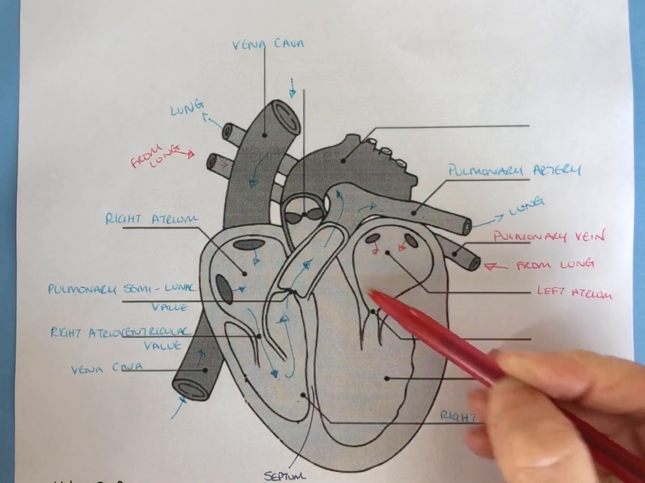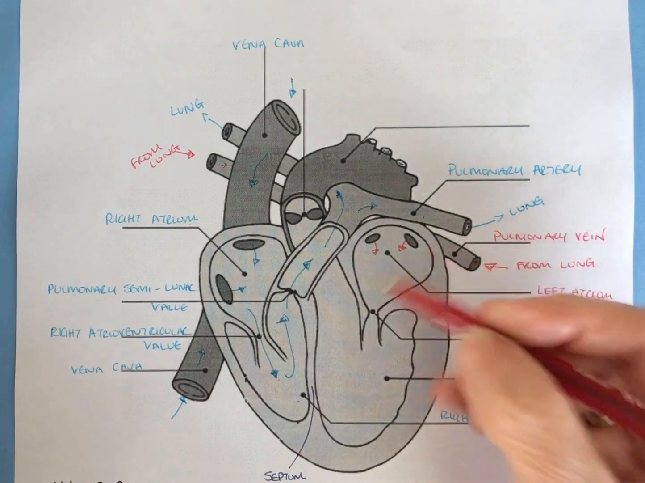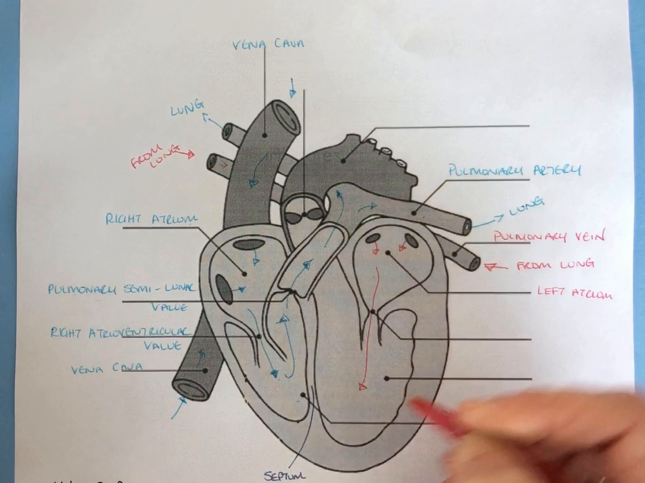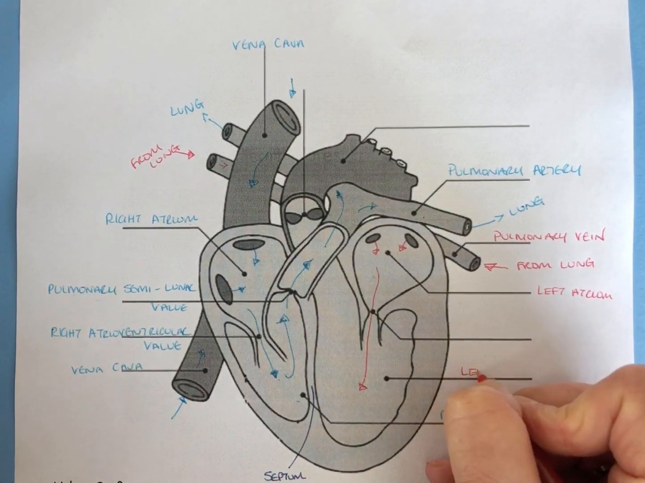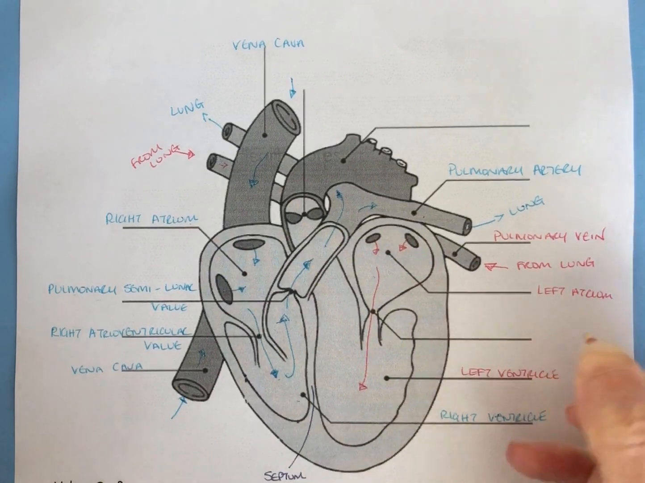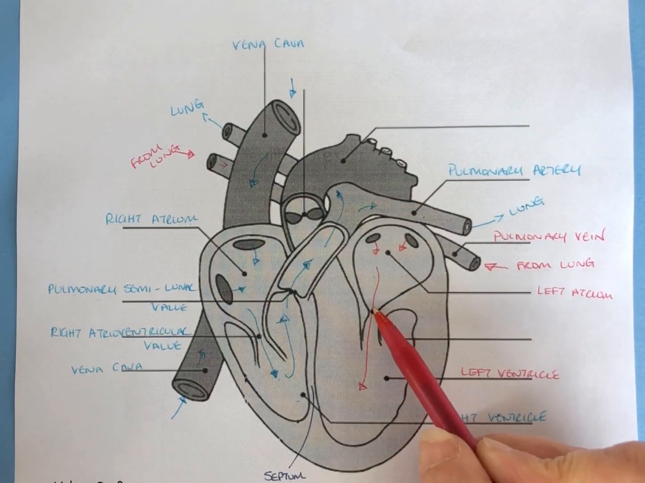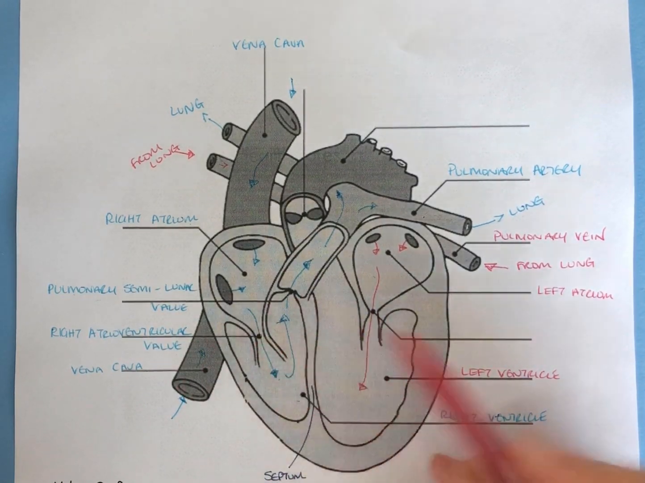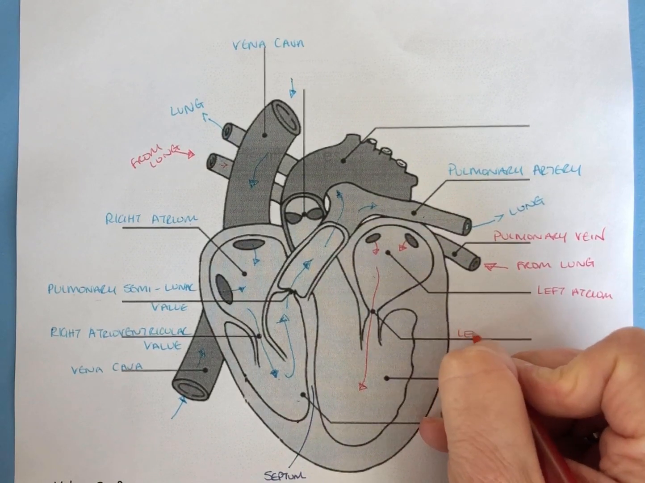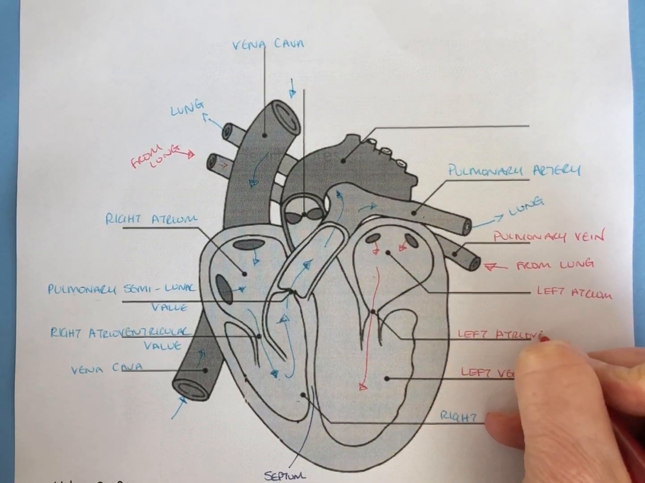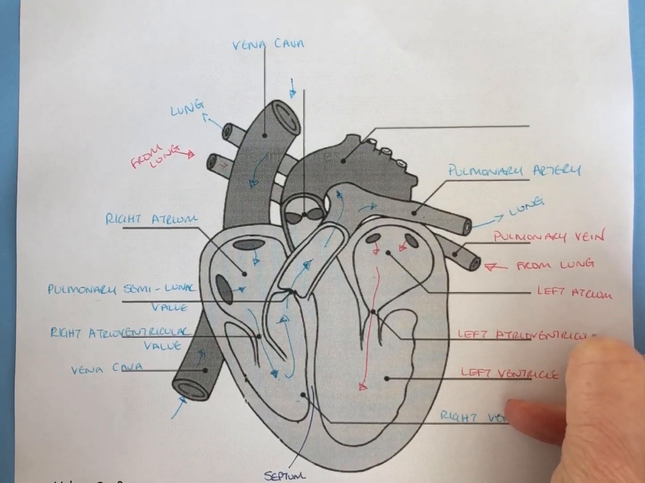Just like before, the blood stays here until the pressure is built up, and then it travels down into the left ventricle. And it passes through this valve. Any guesses what this valve could be called? Yeah, you got it. It's the left atrioventricular valve.